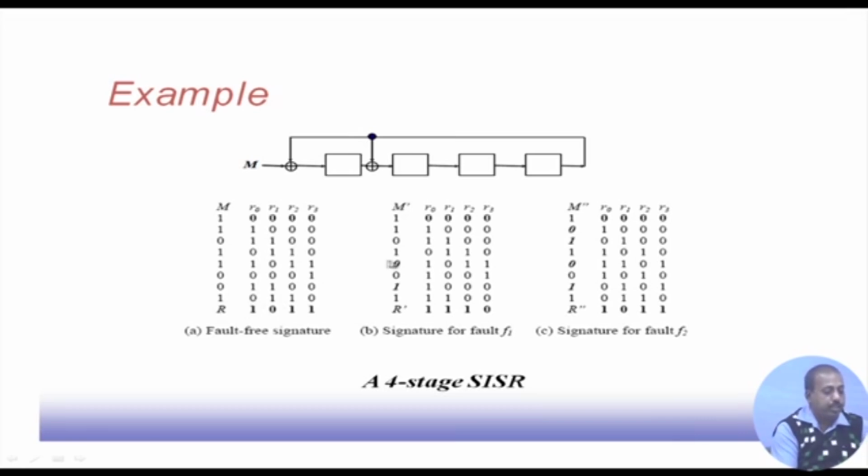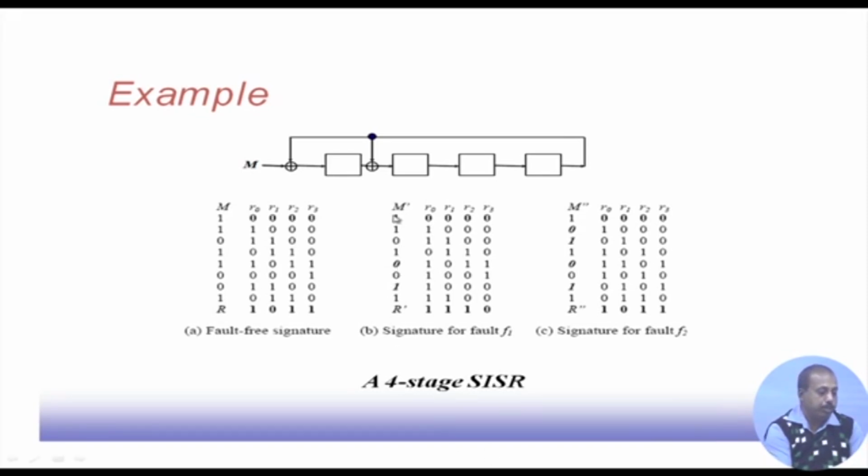Now, if there is a fault, say a fault F1, such that for this particular pattern the response instead of being 1 is 0, then if we follow the operation, at the end we find that the response signature becomes 1110, which is different from 1011. So, if we do a fault simulation before running this session, we can identify that situation.